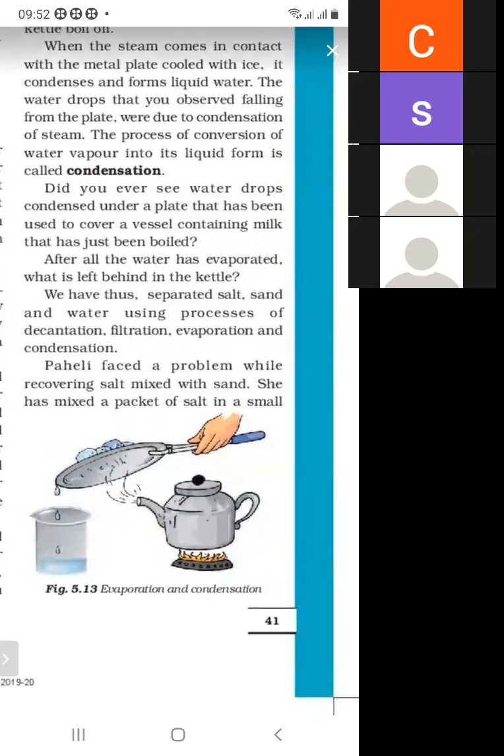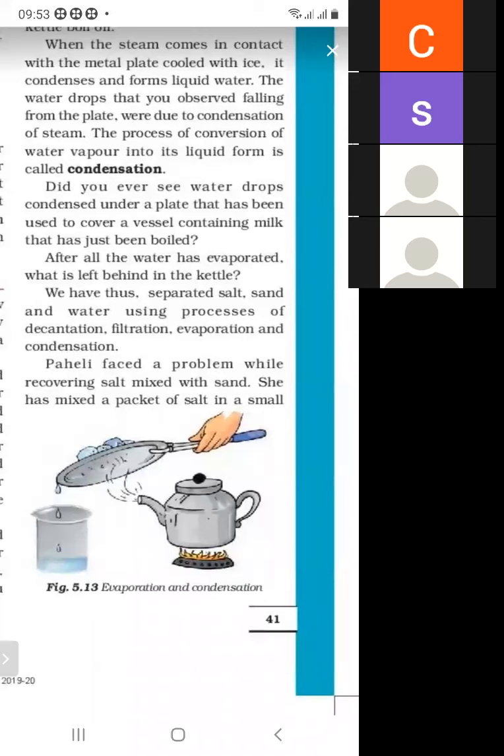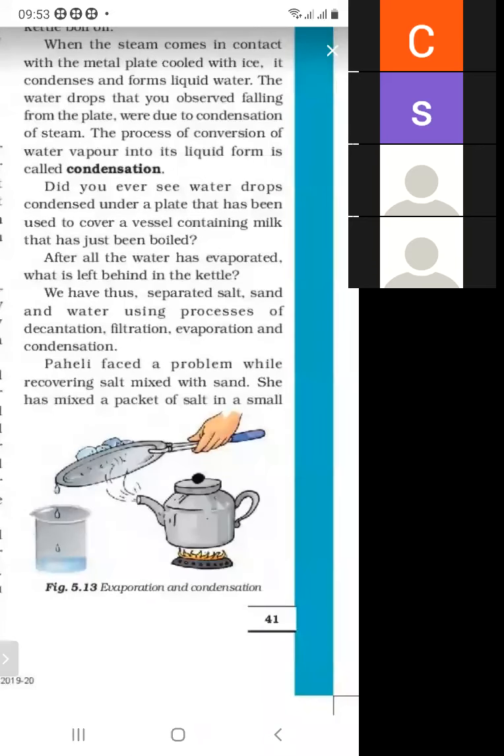So in figure 5.13, first we heat the water mixture, and after heating, water vapor is formed. This is called evaporation. And when these water vapors come in contact with the ice, as shown in the figure, the water vapor changes into liquid, and this is called condensation. So this is the phenomenon of condensation.